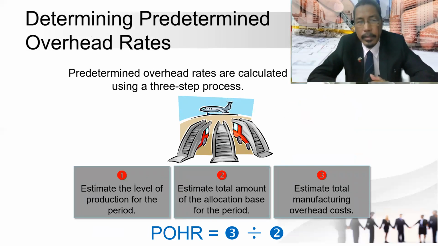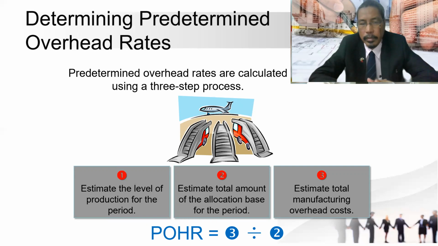Determining predetermined overhead rates. How to do it? Predetermined overhead rates are calculated using a three-step process. So remember this process. You just have to divide step 3 by step 2. So what are these? Step 1, estimate the level of production for the period. And number 2, estimate the total amount of the allocation base for the period.